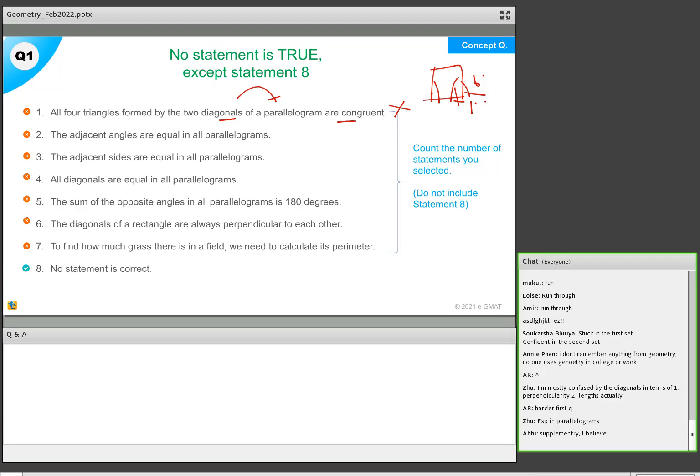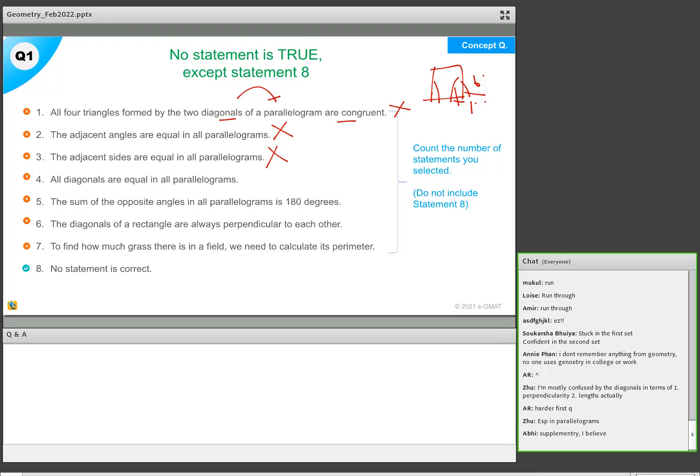So adjacent angles are equal? Absolutely not. Adjacent sides are equal? No. If adjacent sides are equal, that would make it a rhombus, right? All 4 sides being equal. Opposite sides are equal in a parallelogram, not adjacent sides. So this is also wrong.